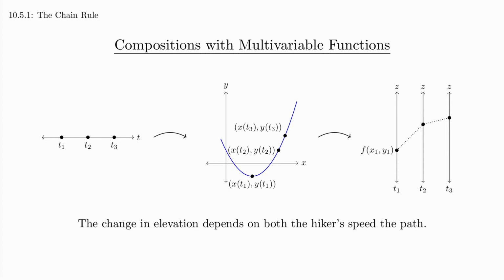Now let's think about how the elevation changes with time. Clearly, if the hiker is moving faster, the elevation is changing faster. But the change of elevation also depends on the shape of the path. Running up a steep slope will lead to a faster change of elevation than walking along a gentle grade. So the change of elevation with respect to time needs to incorporate both elements.